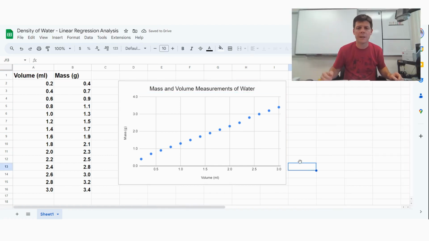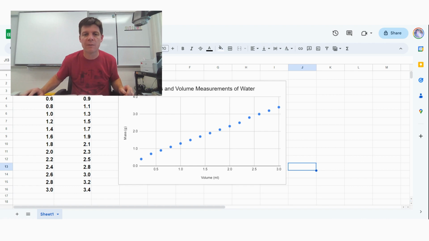We haven't done our full analysis yet. We have plotted our data points. Next, we want to do what's called linear regression. You can see that they follow a consistent pattern. They're not all perfectly matched to the pattern, but it's pretty close.